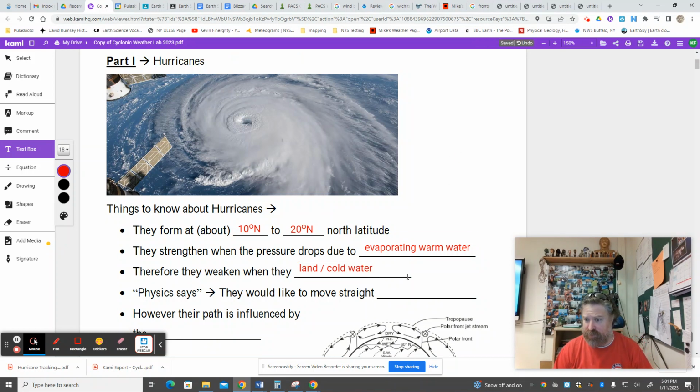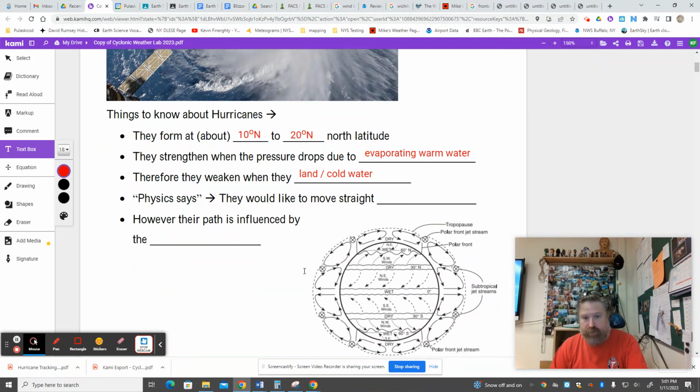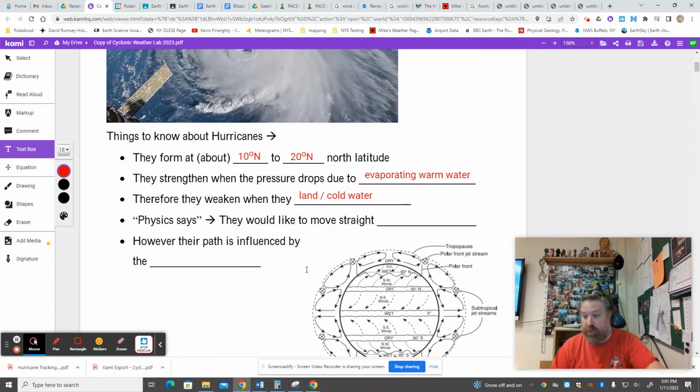Those are going to come up on questions later. So yeah, because you're going to follow the path of a hurricane, and then you're going to see where is it getting stronger and stronger and stronger, and then where is it getting weaker and weaker and weaker. Hint, hint, there's your answer.